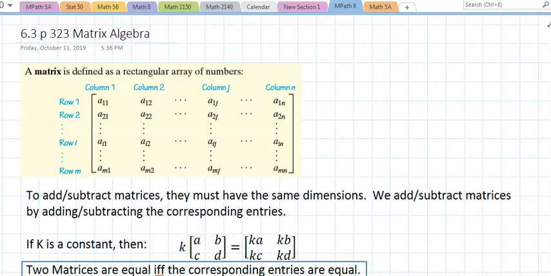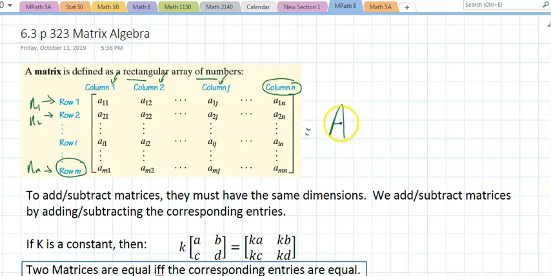6.3 is on page 323, talks about the matrix algebra or algebra of matrices. A matrix is defined by a rectangular array of numbers in which you look at how many rows you have. Row 1, we did that already. Row 2, all the way to r sub m. So this is m rows, and column 1, column 2, column 3, all the way to the n columns. And we say this is a matrix.